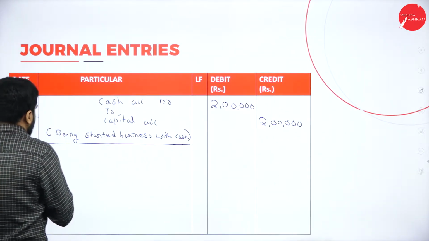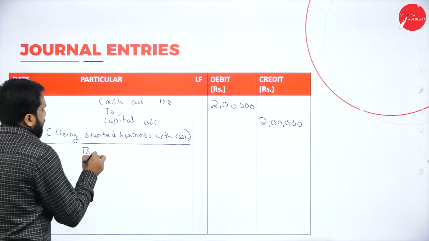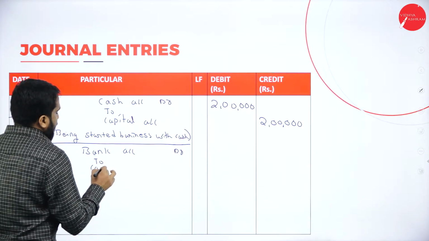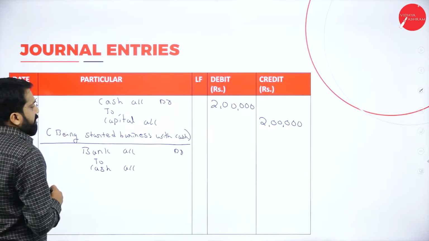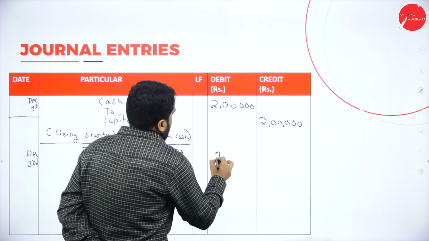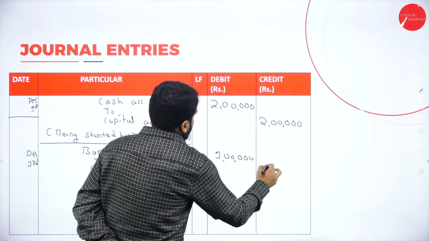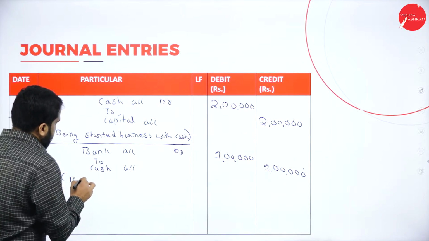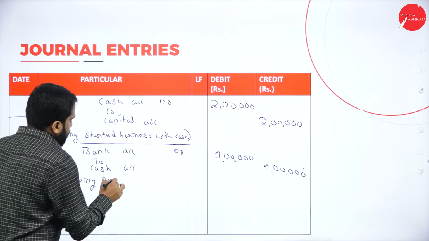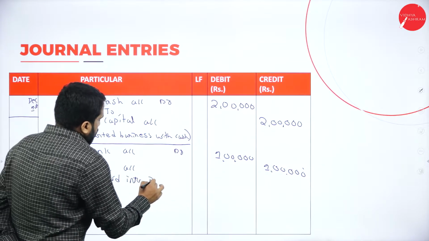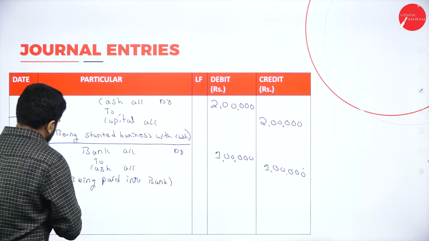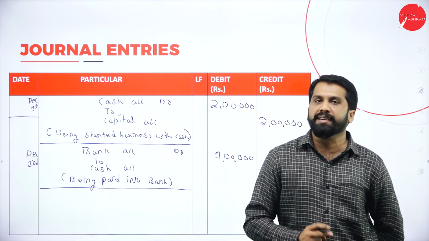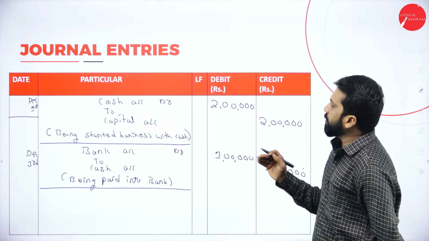December 3rd. So it will be bank account debit to cash account. What is the amount given? 1 lakh. The amount is 1 lakh as well as 1 lakh. Narration: being paid into bank. Whatever is given in the question, the same thing I copied and pasted, paid into bank. Clear? Yes.